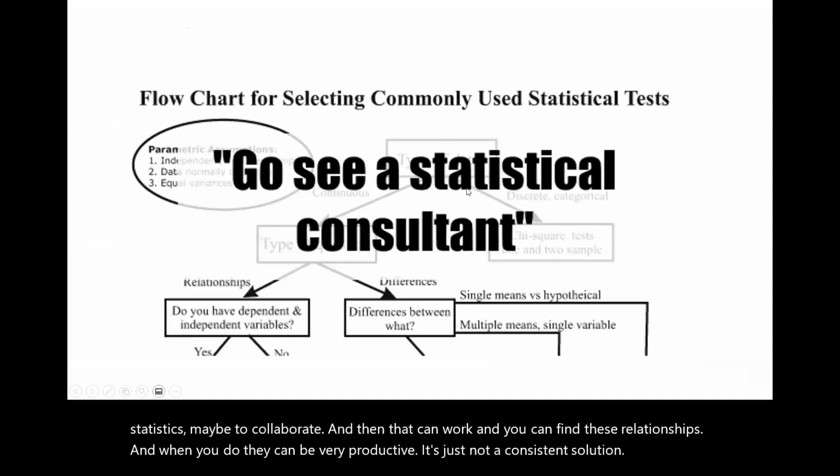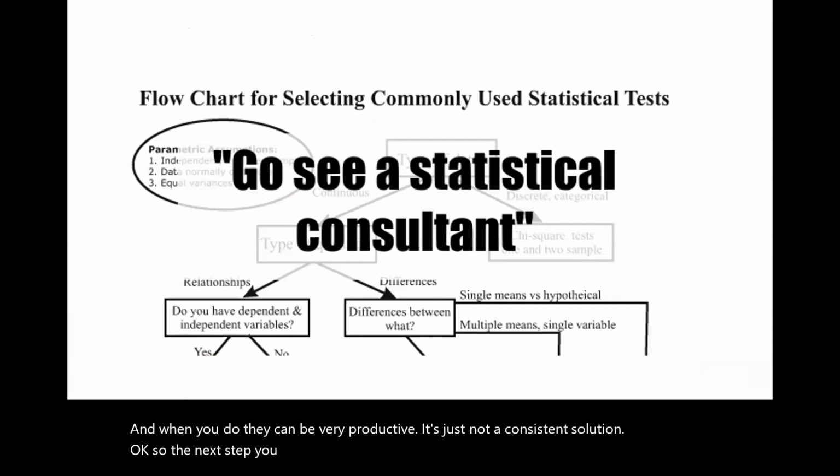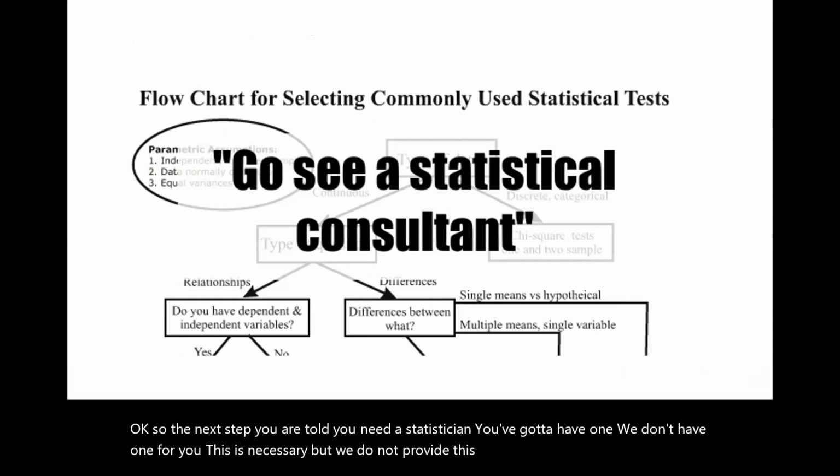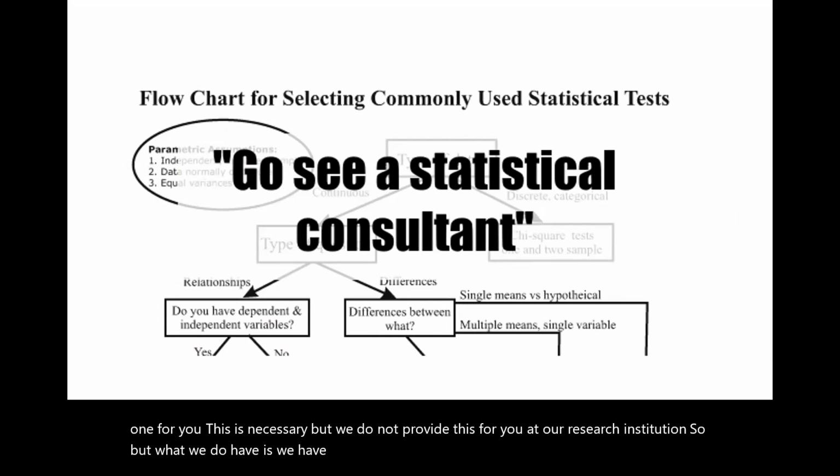Okay, so the next step: you are told you need a statistician. You've got to have one. We don't have one for you. This is necessary, but we do not provide this for you at our research institution. So, but what we do have is a building over there. It's over there. It's behind that alley, and there's a door.